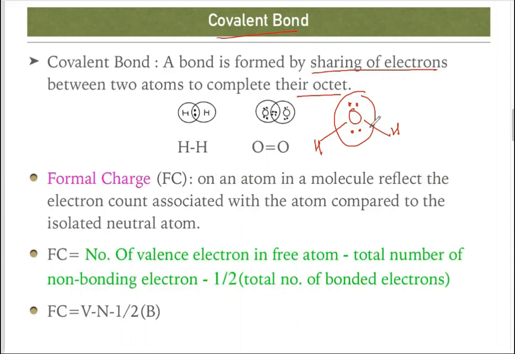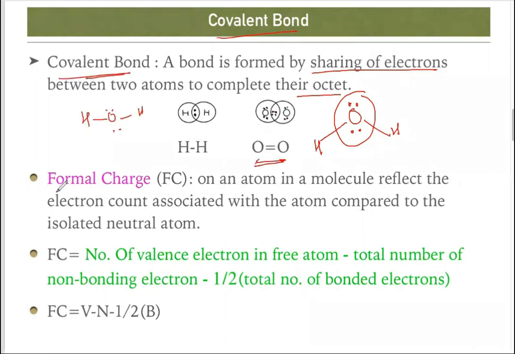So what is the meaning? The sharing of electrons. These two electrons are shared by oxygen as well as hydrogen. Here you can see that these 4 electrons are shared by oxygen and this oxygen. So the bond formed by sharing of electrons is called a covalent bond.